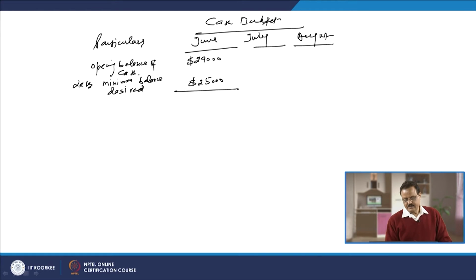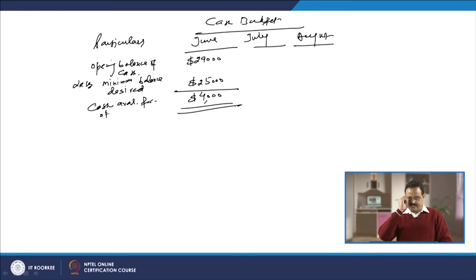So, what you write here? Cash available for operations is how much? Only $4,000. Cash available for the operations is only $4,000. From the previous month's closing balance, which became the opening balance for the current month, you can use only for the current payments to the extent of $4,000. 25,000 will remain as cash.